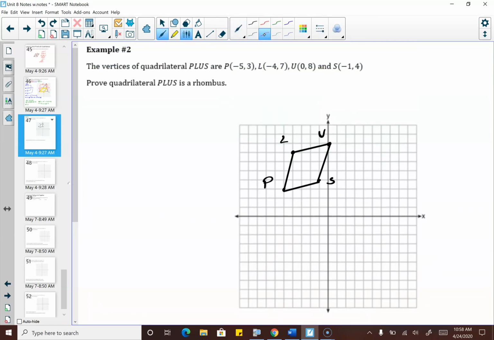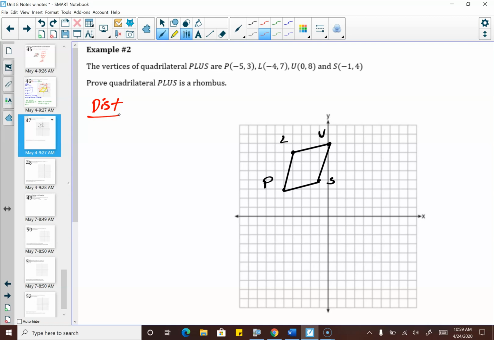Now, to prove it's a rhombus, there are two ways. One, we could do exactly what we just did in the last problem. We could prove it's a parallelogram and then take two sides that were next to each other and do the distance. But in this case, we would find out that they are the same. Or, if you want to prove it's a rhombus, you just do the distance formula for all four sides to show that all four of them have the same distance.